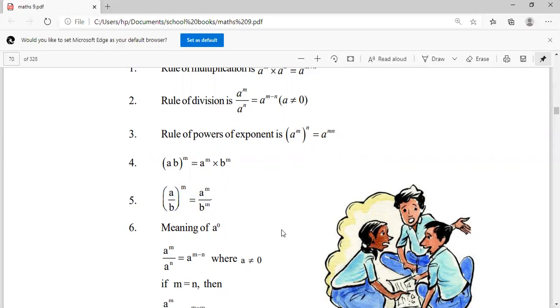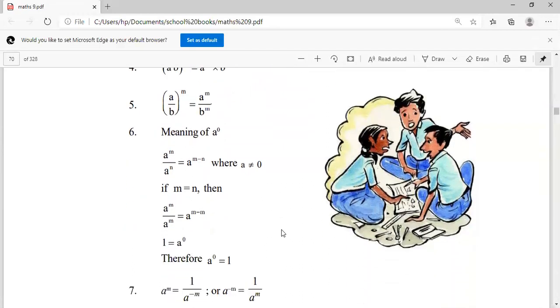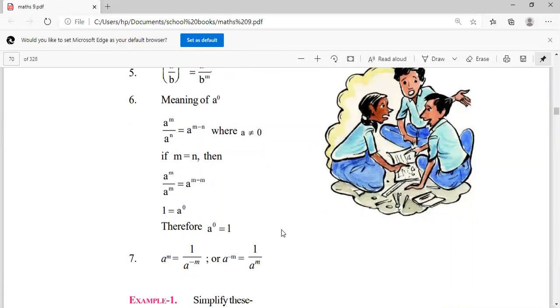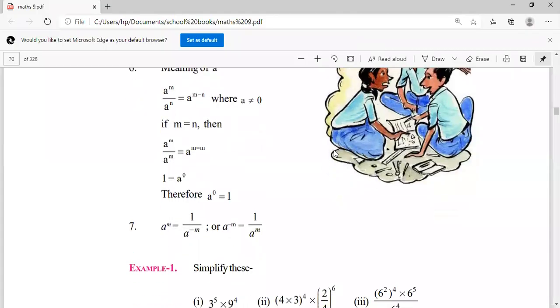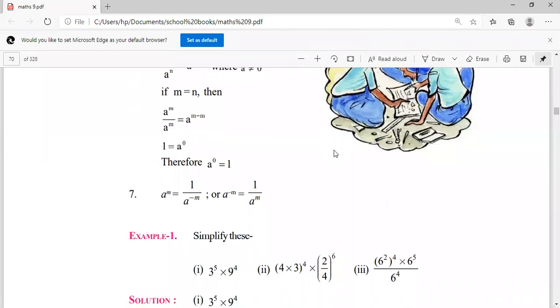Now we will see rule number 6. You have known this very well. Rule number 6 is that a to the power 0 is always equal to 1. If the power of any real number is 0, it is always equal to 1.